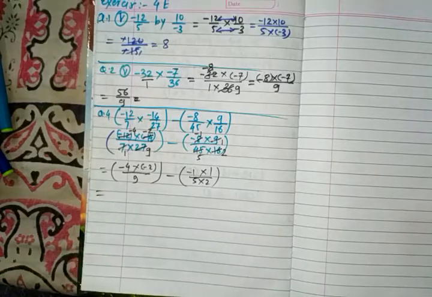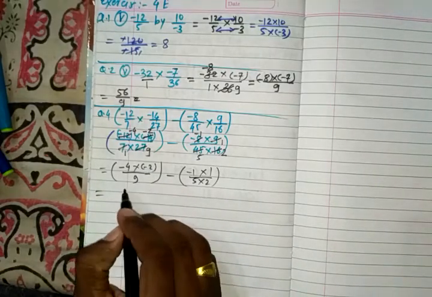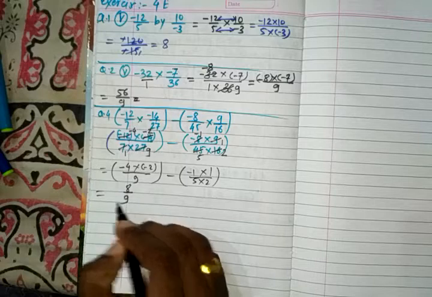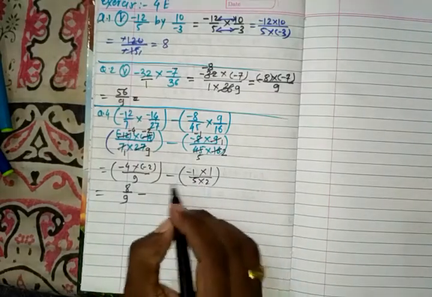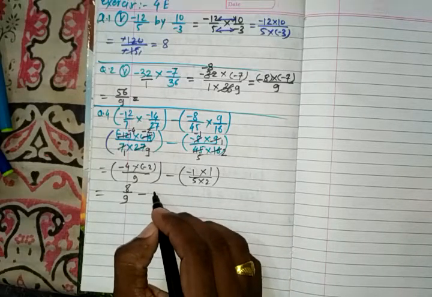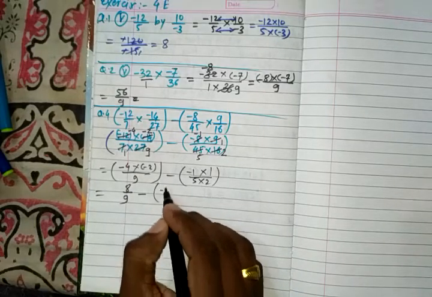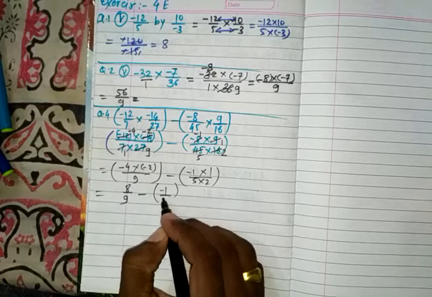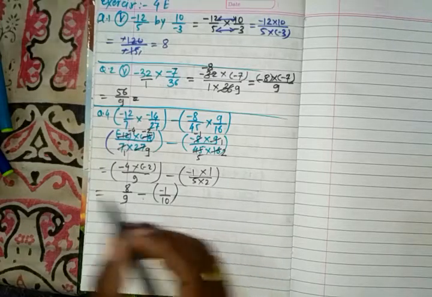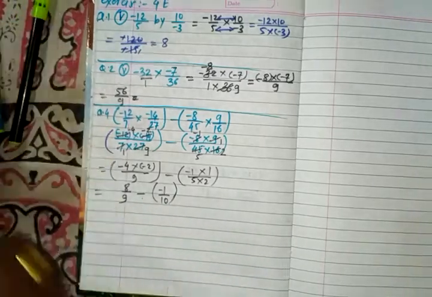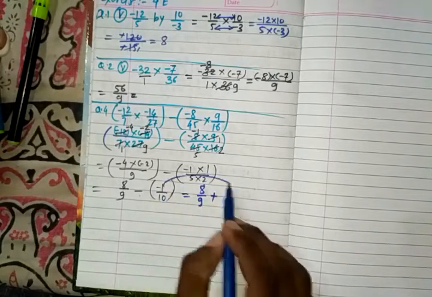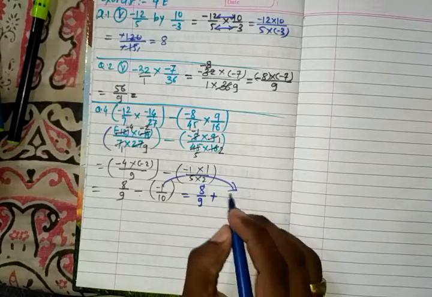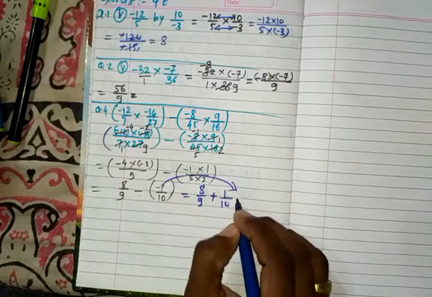Now minus 4 into minus 2 is plus 8 by 9, minus 1 into minus 1 is minus 1, and 5 twos are 10. Now see, here is a subtraction, so we will add the additive inverse of this number, minus 1 by 10. So it would be 1 by 10.